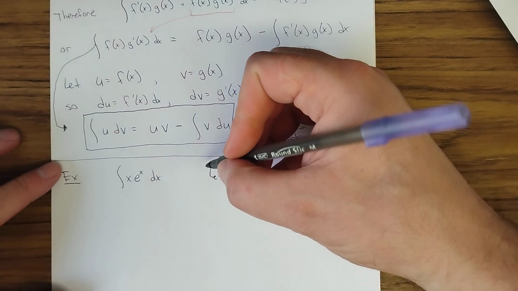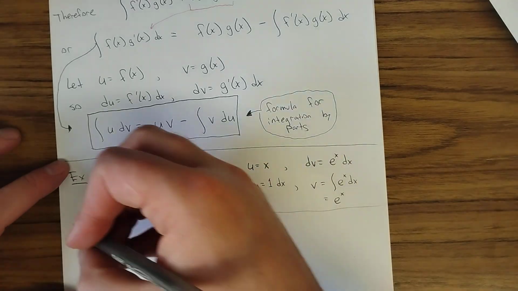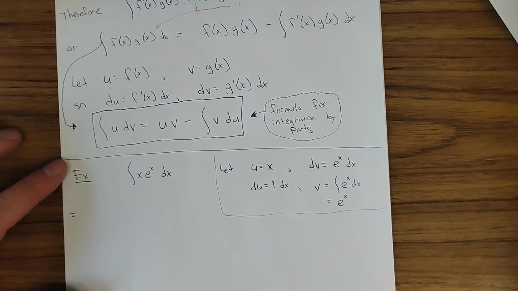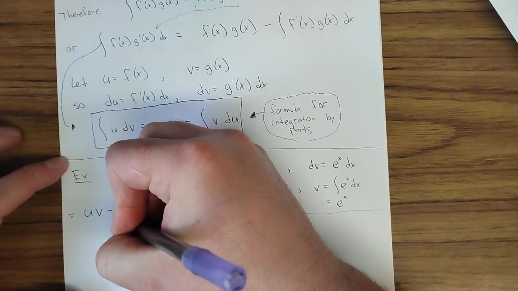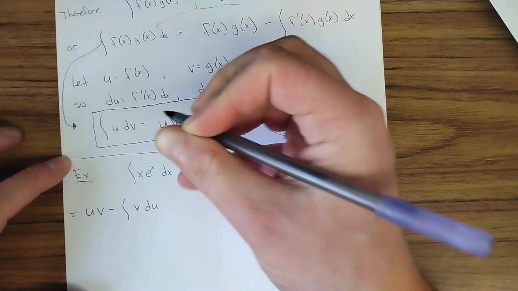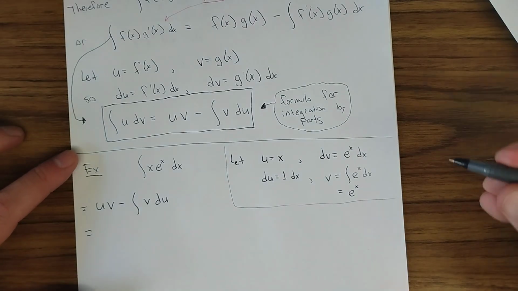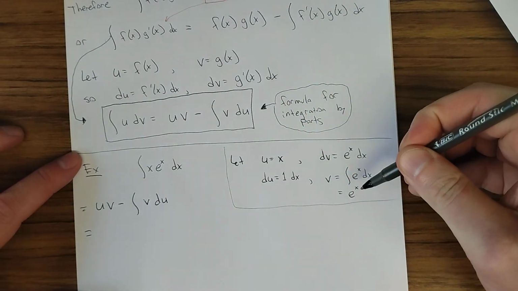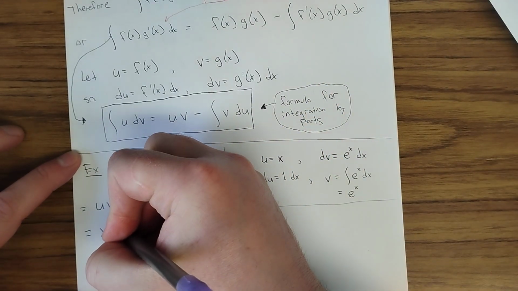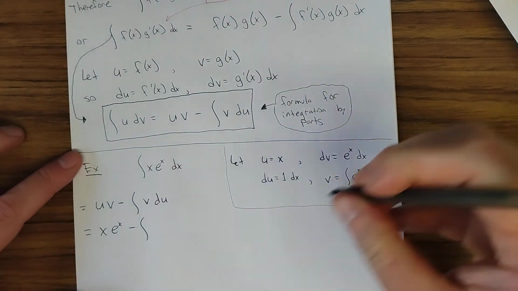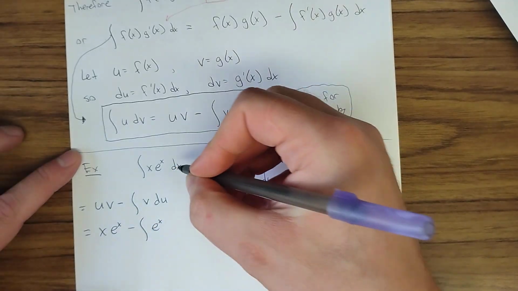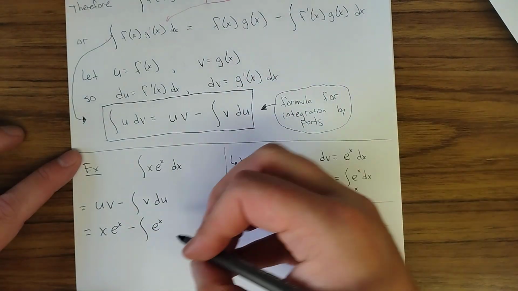Okay, so it's u times v minus the integral of v du. In other words, it's x times e to the x minus the integral of e to the x, and then du is just dx.